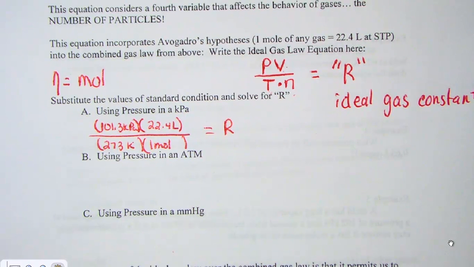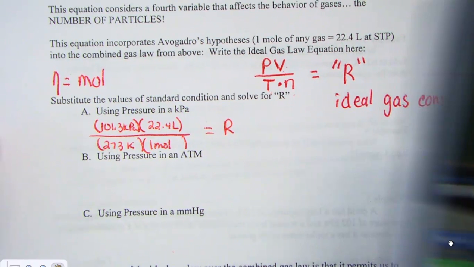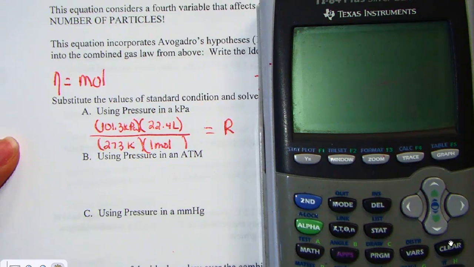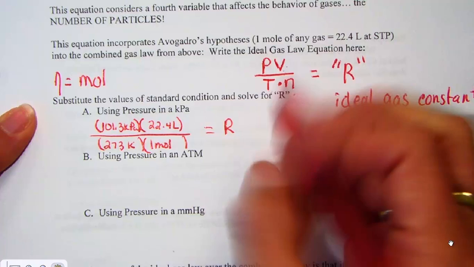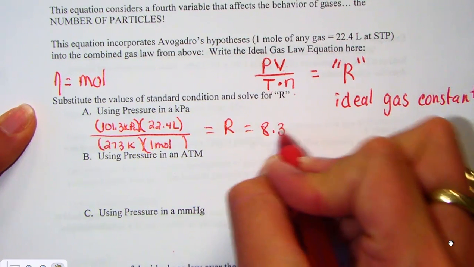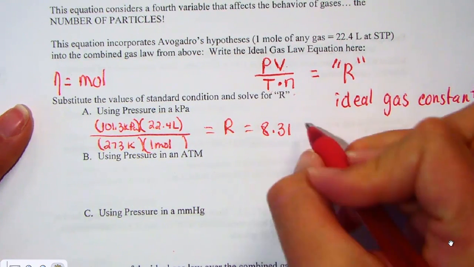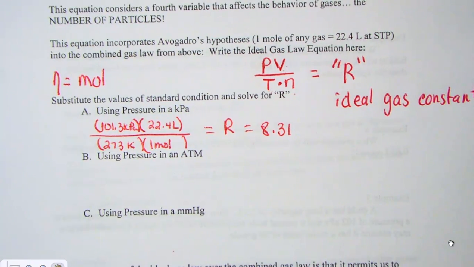So plunking in PV over Tn using ideal conditions, we get a gas constant. If we hit standard pressure, 101.3, times 22.4, the standard volume, divided by the Kelvin unit of standard temperature, 273, we get a gas constant, 8.31. R, when we PV-NERT, 8.31, if the pressure is in a kilopascal.